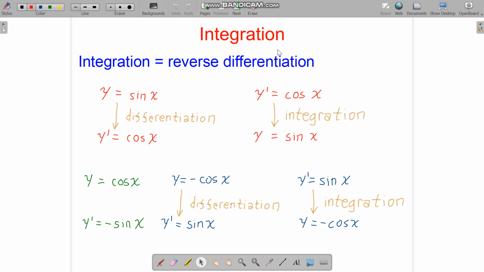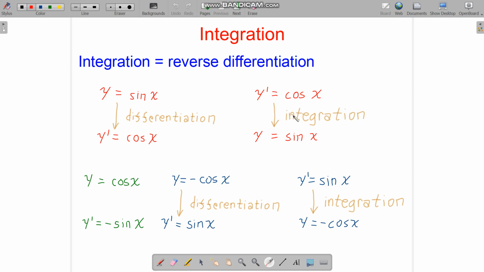Hello everyone, this video is about the formula derivation and integration. Integration is reverse differentiation. So if we can differentiate, for example here, y equals sin x, the derivative is cos x, this is called differentiation. The reverse process, if y prime equals cos x, of course the y is sin x. And this process is called integration.